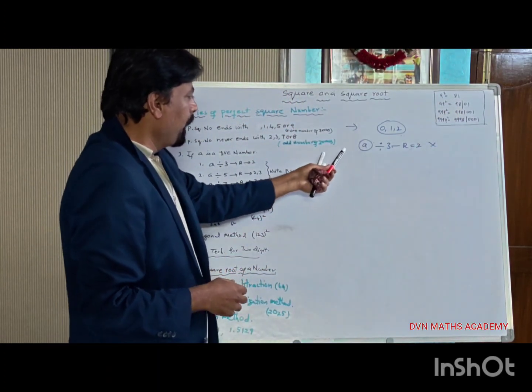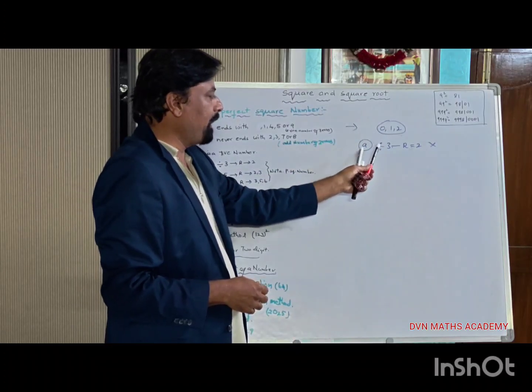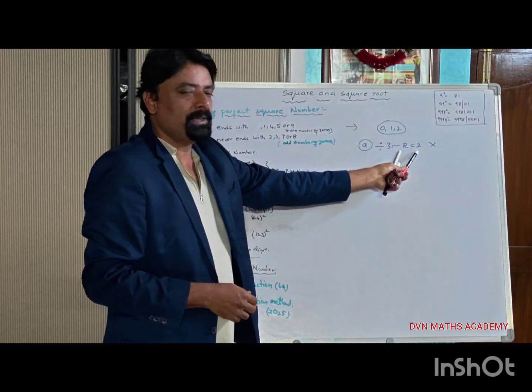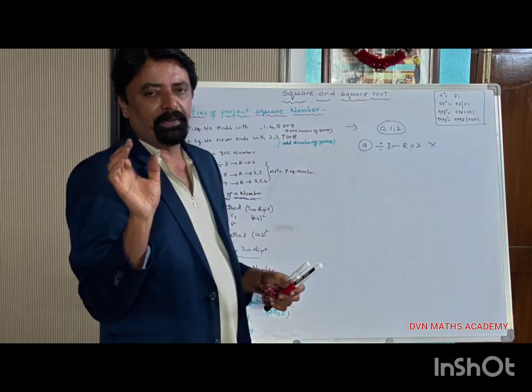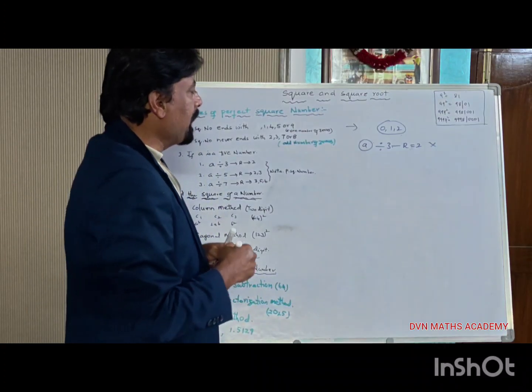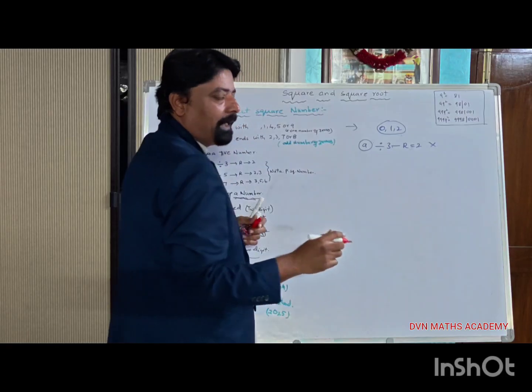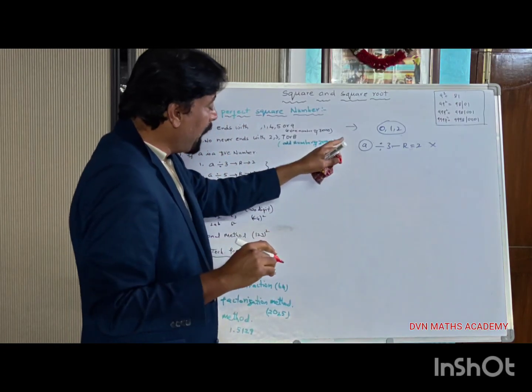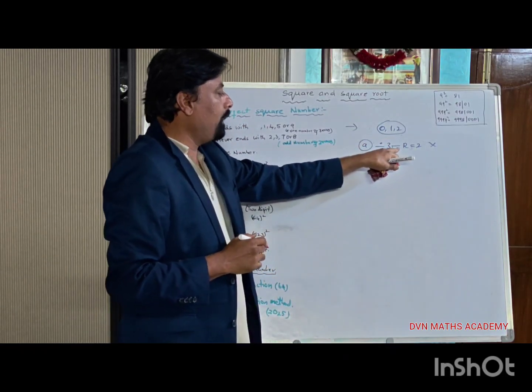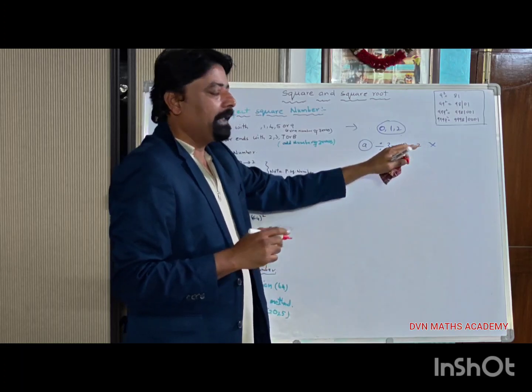This is one of the important properties. If a number is divided by 3 and you get the remainder 2, then it will not be a perfect square number. It does not mean that if you get 0 or 1 as the remainder, it is always a perfect square. But my explanation is, if you get remainder 2, then you can decide it is not a perfect square.